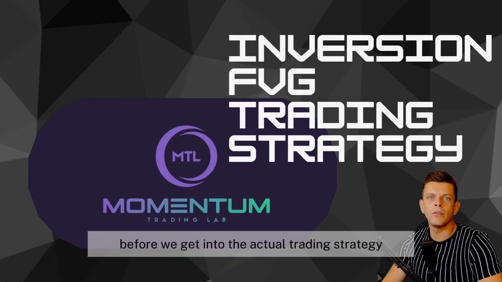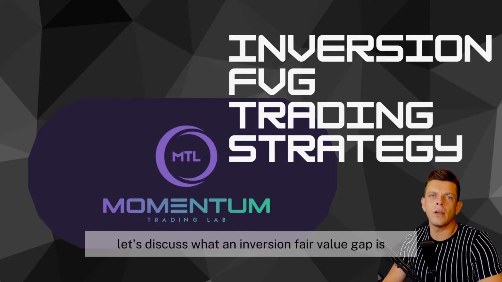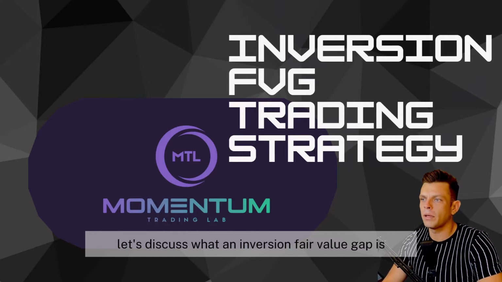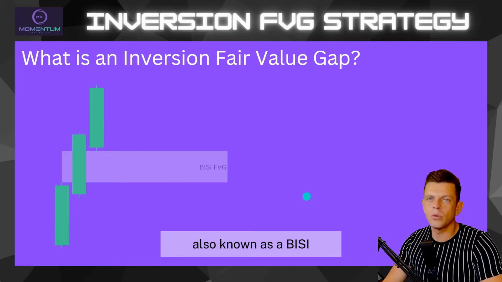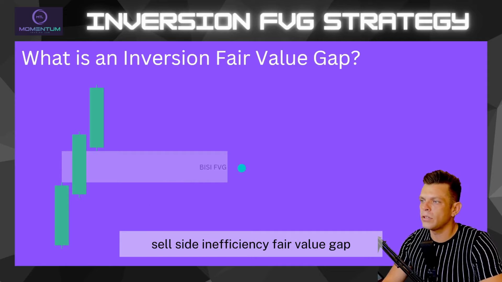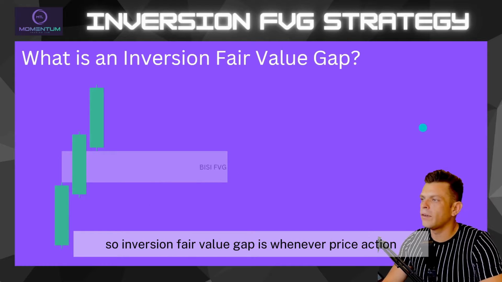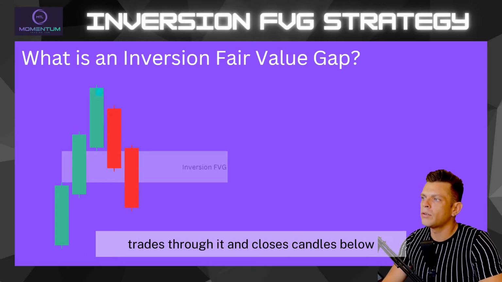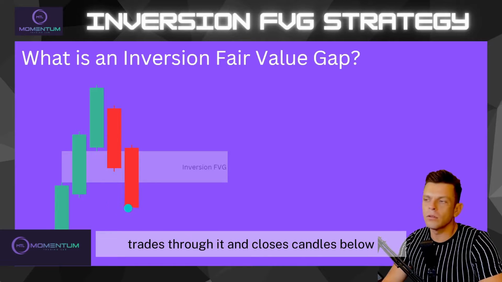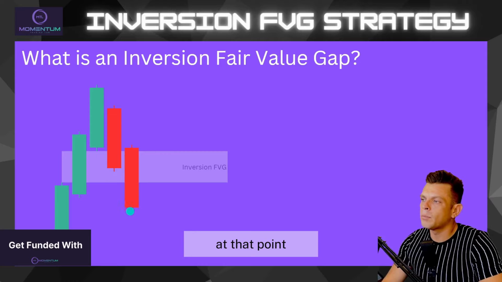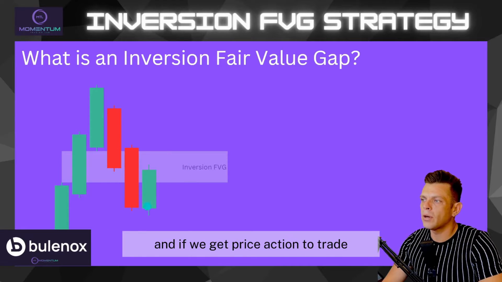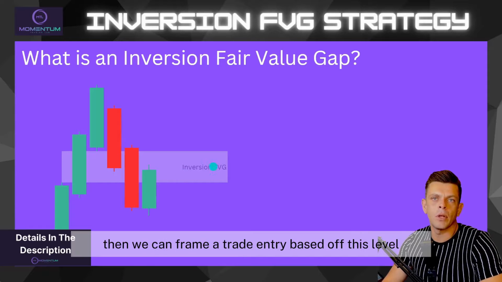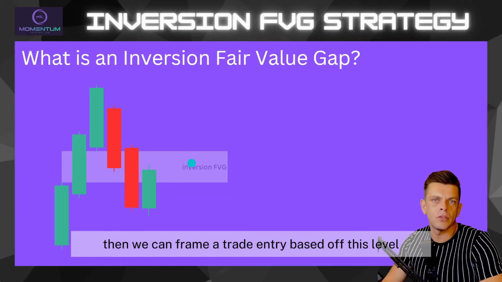Okay, before we get into the actual trading strategy, let's discuss what an inversion fair value gap is. In this graphical representation, we have a bullish fair value gap, also known as a BISI, a buy-side imbalance, sell-side inefficiency fair value gap. An inversion fair value gap is whenever price action trades through it and closes candles below the fair value gap. At that point, this becomes an inversion fair value gap. And if we get price action to trade back into this fair value gap, then we can frame a trade entry based off this level.